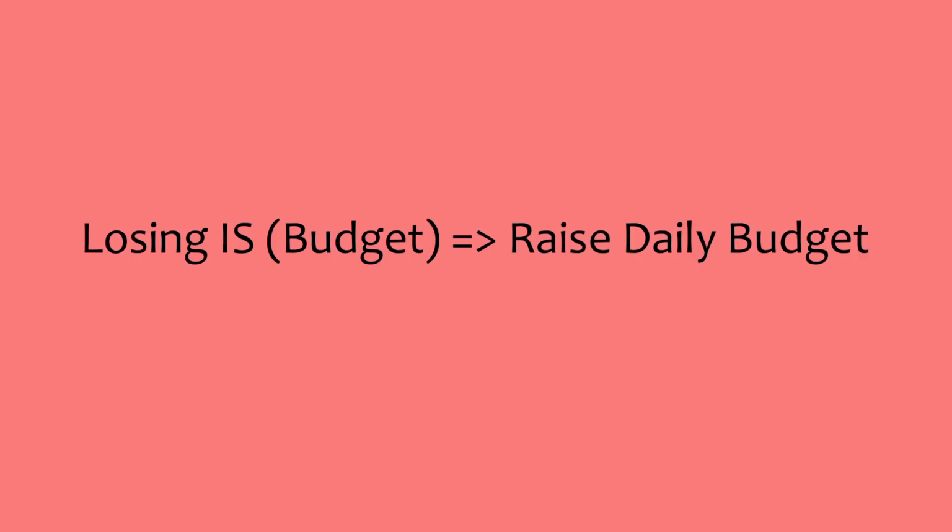If your ROAS is above target, and if you are losing impression share due to your budgets, then you need to increase the daily budget in that campaign. After you do this, you're going to make more sales at exactly the same return over ad spend you were already getting in that high performing campaign.